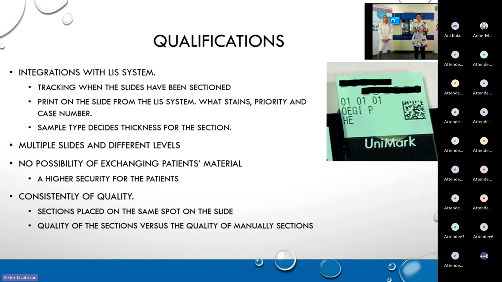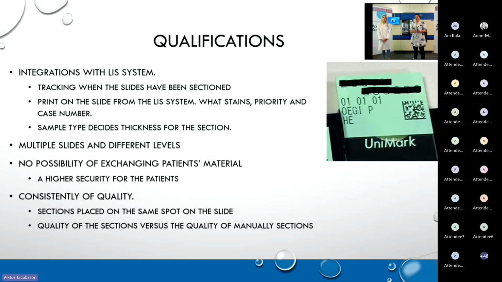When you have the integration, you can also see here on the picture the print from the slide from the system. Here you can see what kind of stains you have to stain the slide, what priority it has, and the case number. Again, you can also see, as in the example here, it's sample number 1, block number 1, and then it's slide number 1. If you have multiple slides, then your number will change. So you can get all the information you want from it.